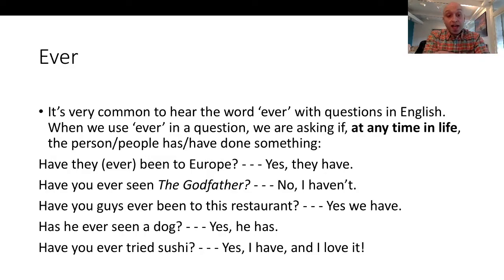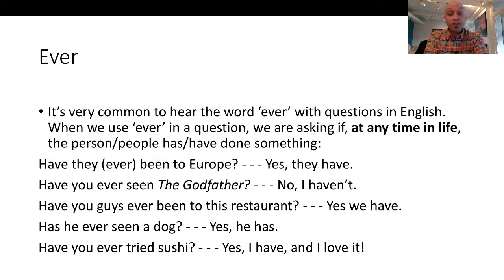So you see, I put ever in parentheses because you don't necessarily have to use it, but it's very commonly used in American English. Have they ever been to Europe? Next one, have you ever seen The Godfather? Ever in your life. It could be many years ago when it came out. It could be an hour ago, right before you turned on this video. So that's one of the concepts of the present perfect, and ever is commonly used to express that idea.